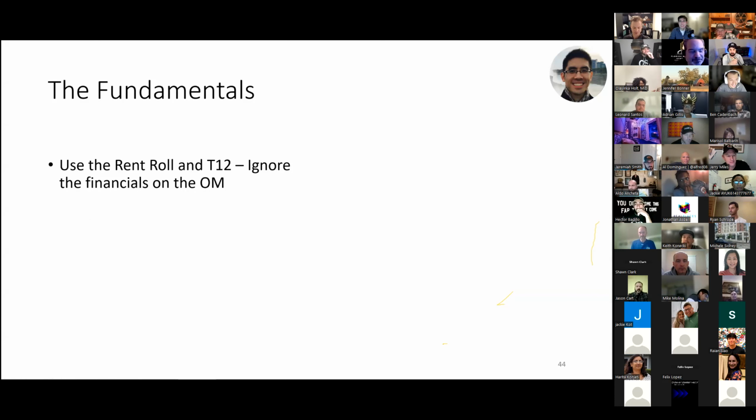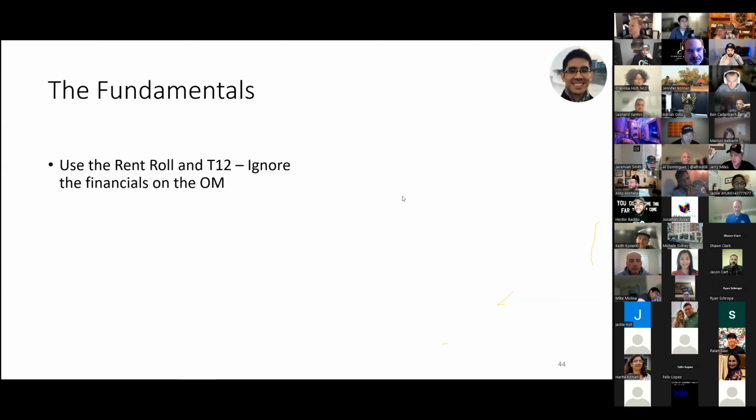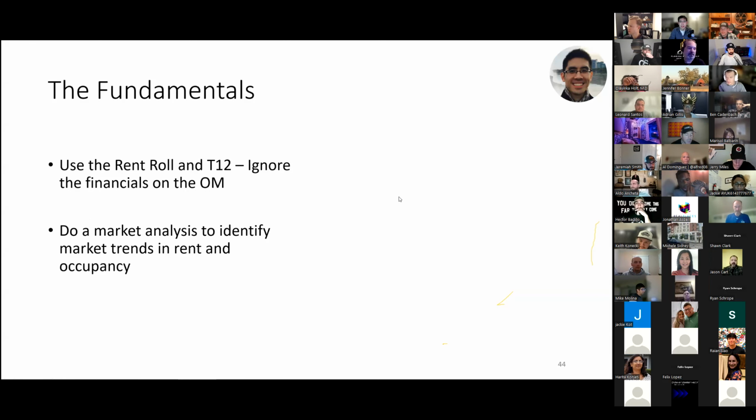All right. So going back to these fundamentals, just do your due diligence and use the rent roll and T12. Don't rely on the financials on the OM. After you get the T12 and rent roll, you want to do a market analysis to verify your projections, your assumptions in your underwriting, like rent growth or rent decline, market occupancy, or what your market rent concession is.